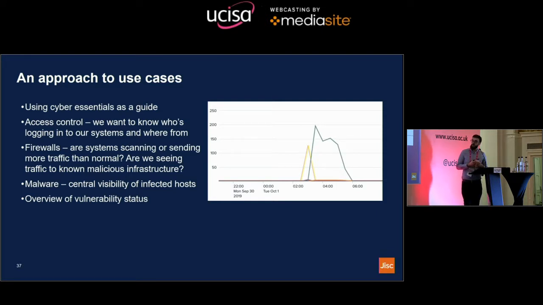The next is our firewall data. So we wanted to know, are there any systems that are infected or compromised in our environment? Are they scanning internally? Are they scanning the internet? Is any system perhaps sending more traffic than normal? Are they sending traffic over a large duration of time that might suggest some kind of data exfiltration going on? Are we seeing traffic to any known malicious infrastructure, such as malware campaigns?